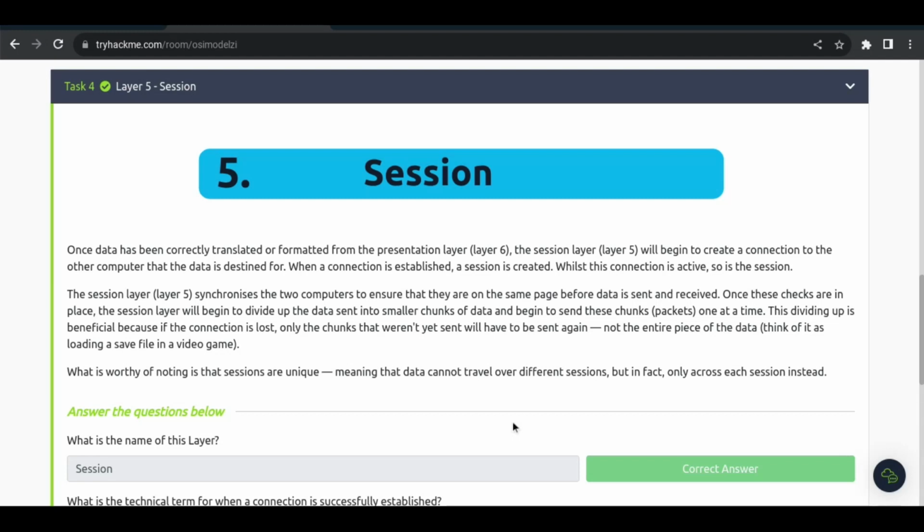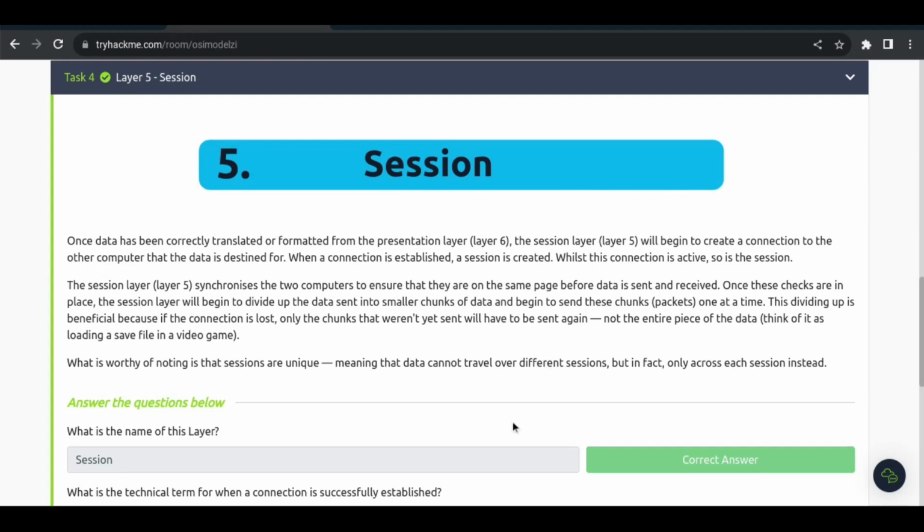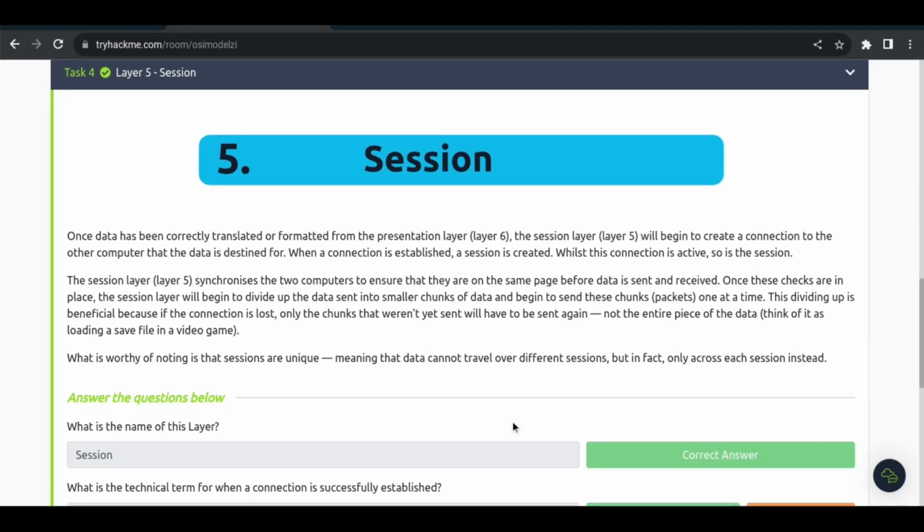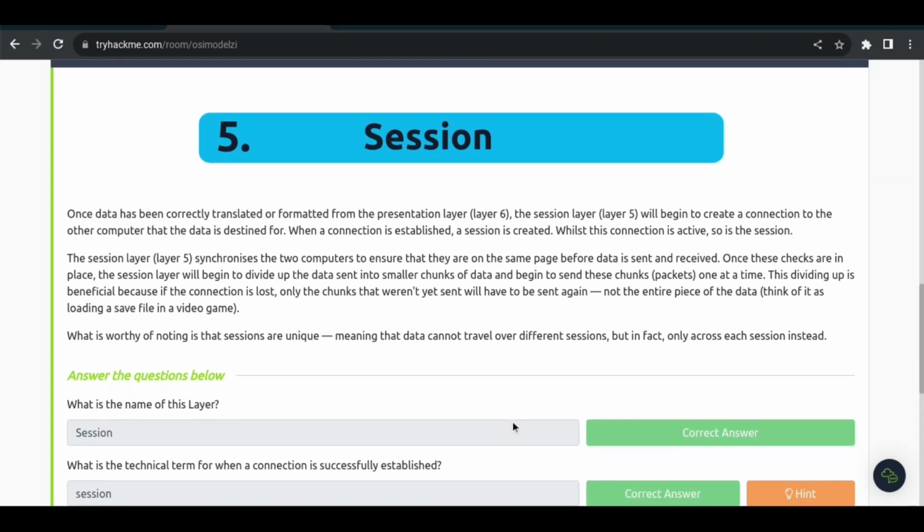Moving on to answer the questions below. What is the name of this layer? And that is session. Second question, what is the technical term for when a connection is successfully established? That is a session.